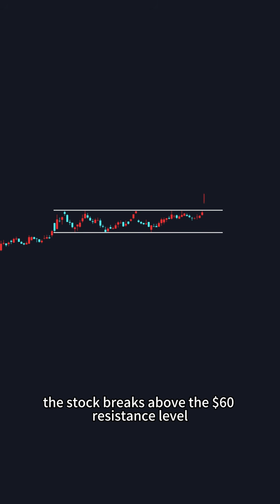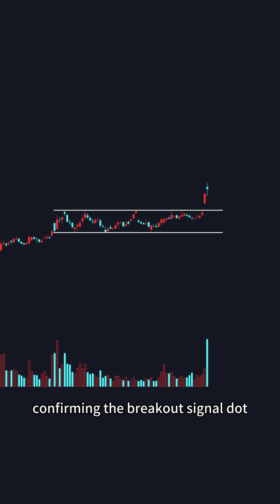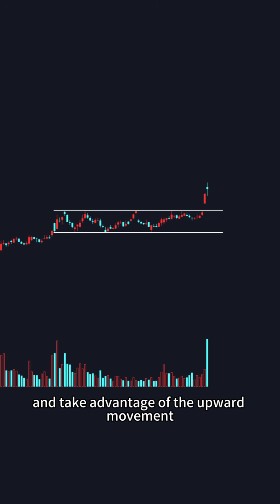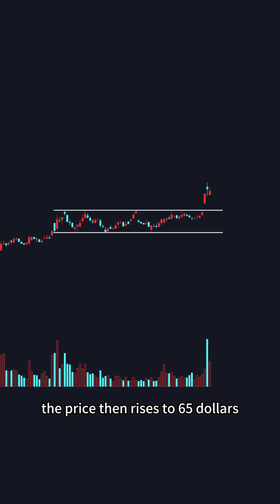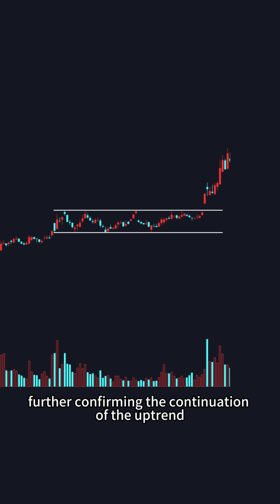After a few days, the stock breaks above the $60 resistance level, accompanied by increased volume, confirming the breakout signal. At this point, investors can buy on the breakout and take advantage of the upward movement. The price then rises to $65, further confirming the continuation of the uptrend.